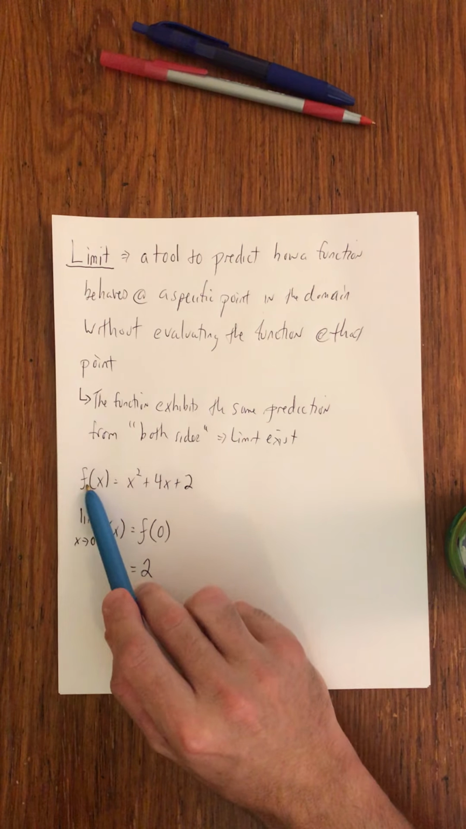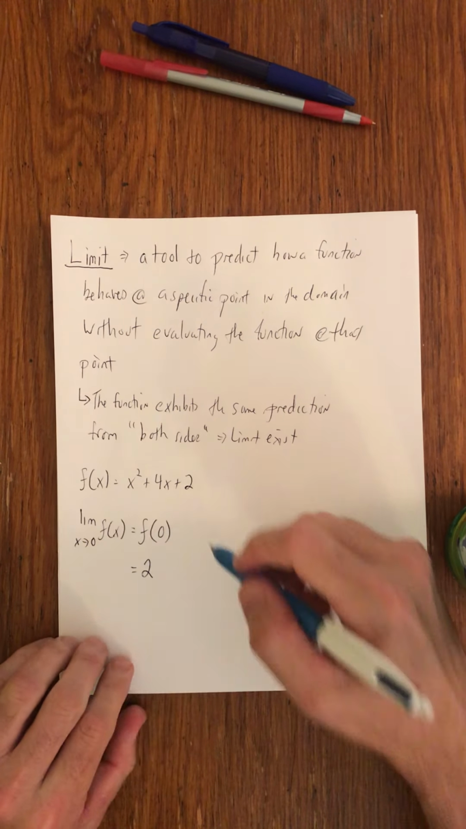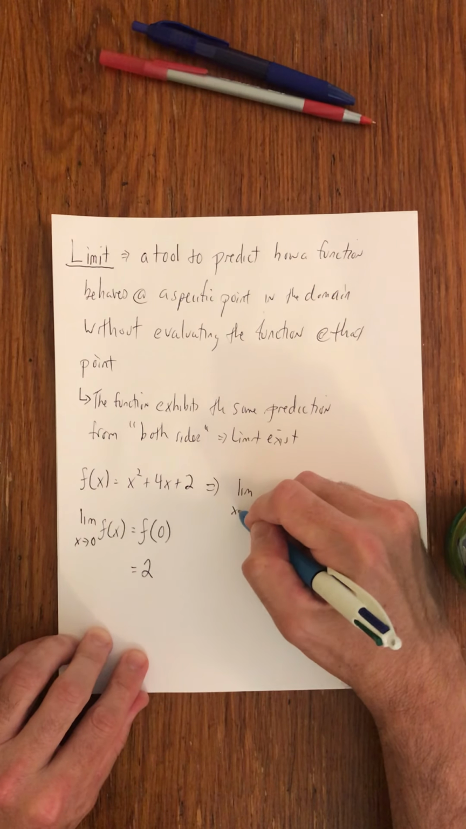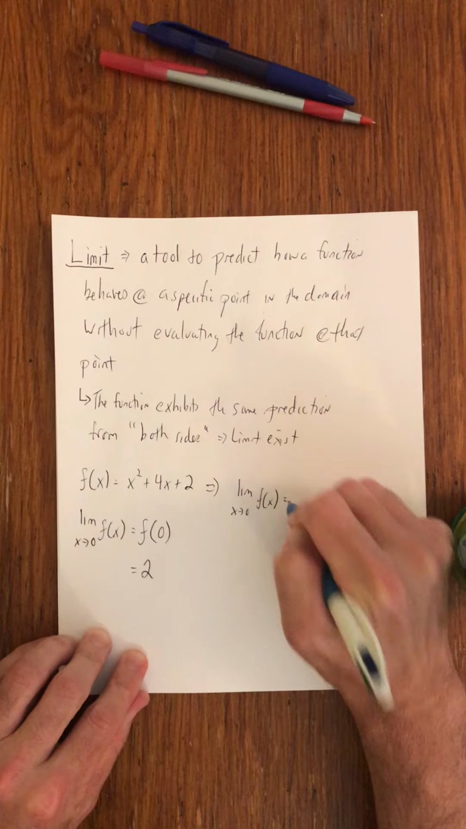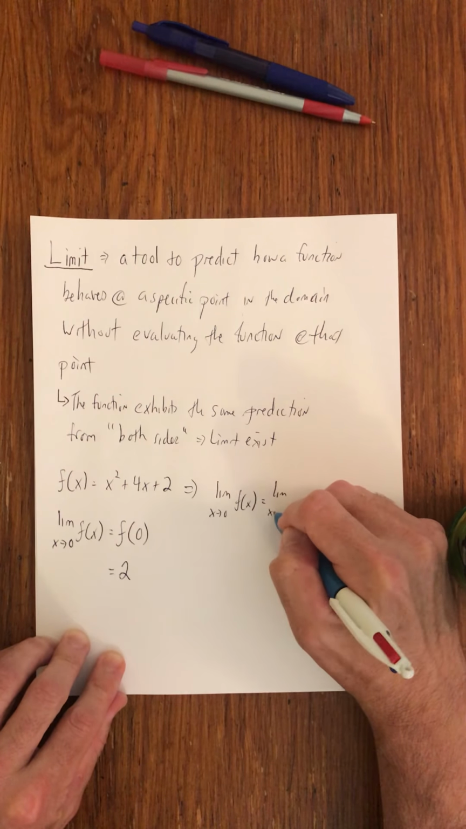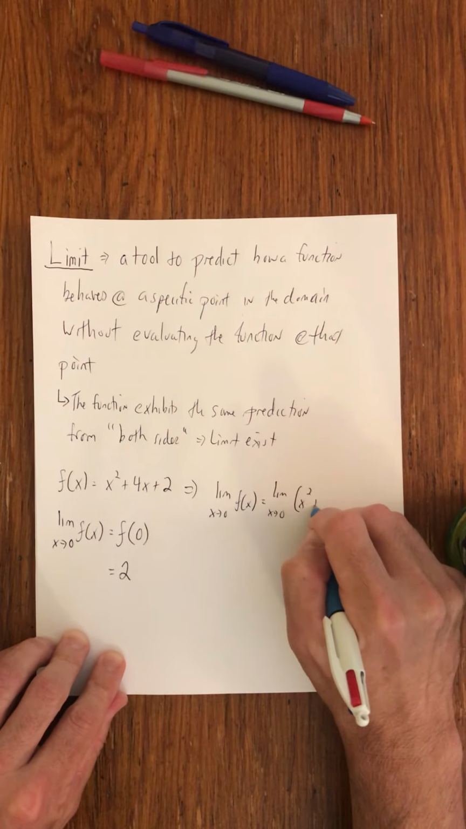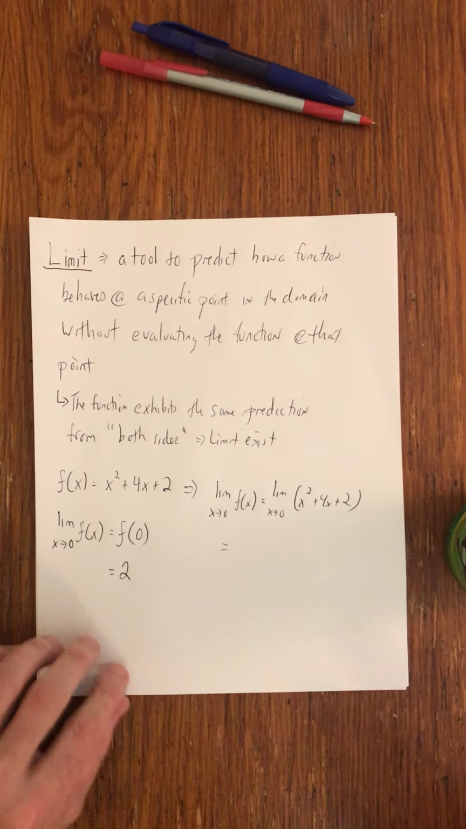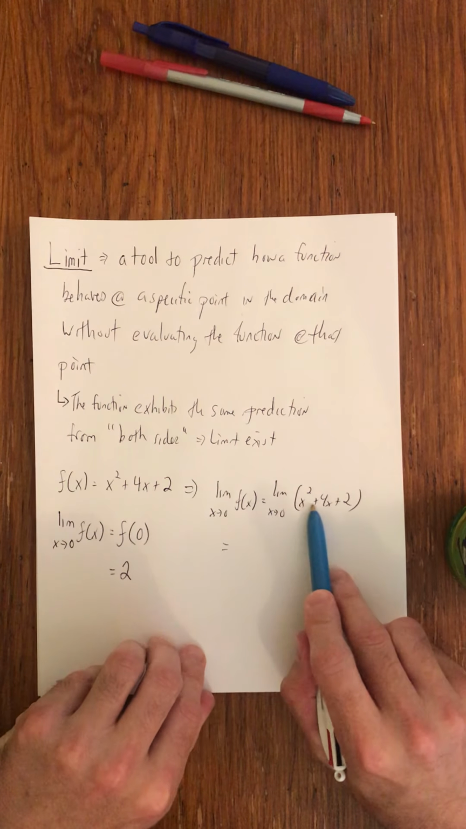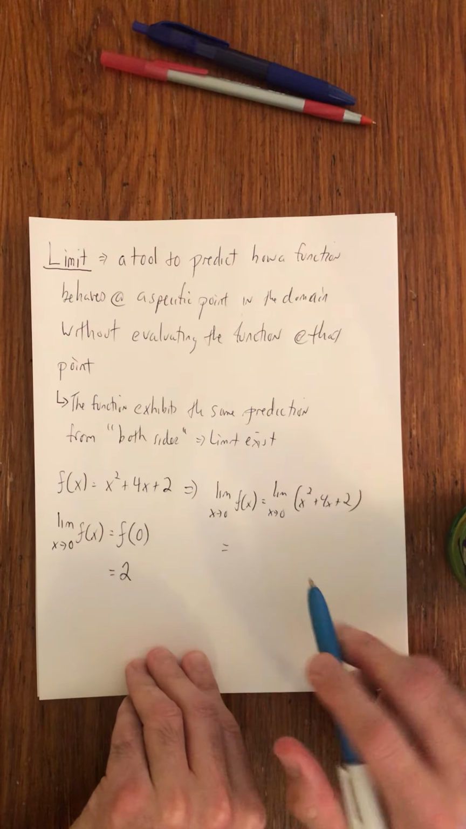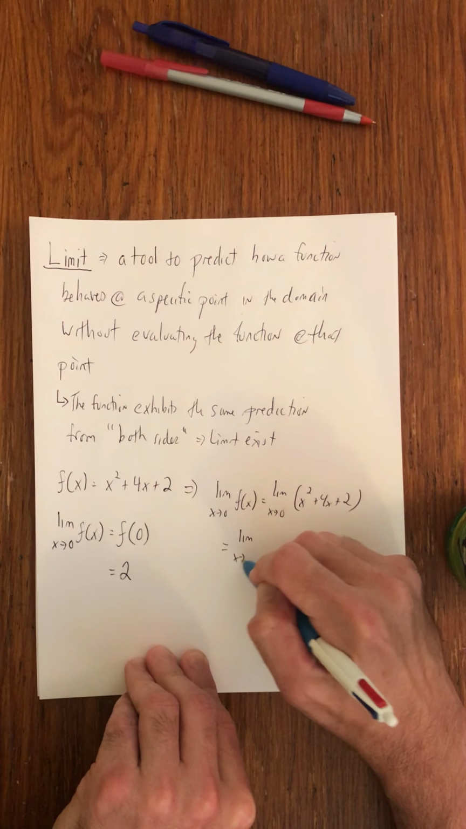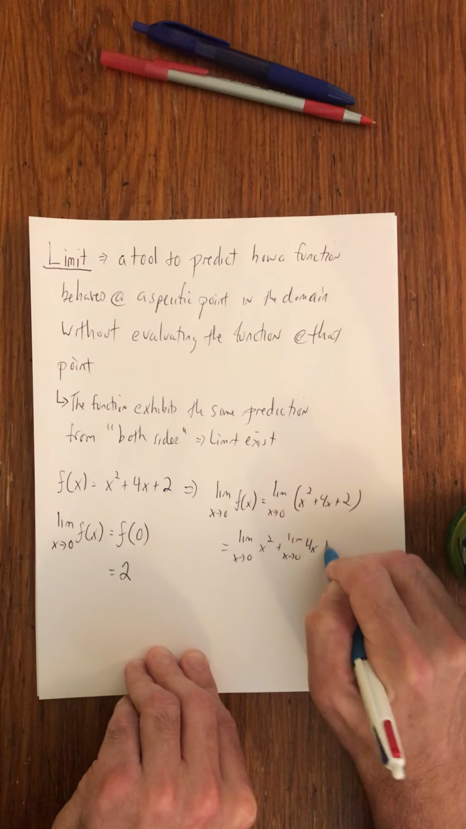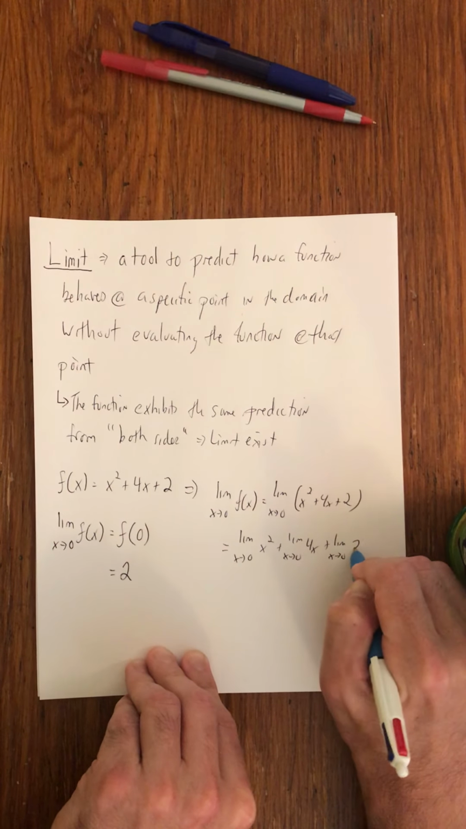So if I apply the limit operation to both sides of this, technically what happens here is the following. Right? So I say the limit as x approaches 0 of f of x is equal to the limit as x approaches 0 of x squared plus 4x plus 2. Technically, what's happening here, folks, is that the limit operation distributes across the addition. Right? The limit as x approaches 0 of x squared plus the limit as x approaches 0 of 4x plus the limit as x approaches 0 of 2, right?